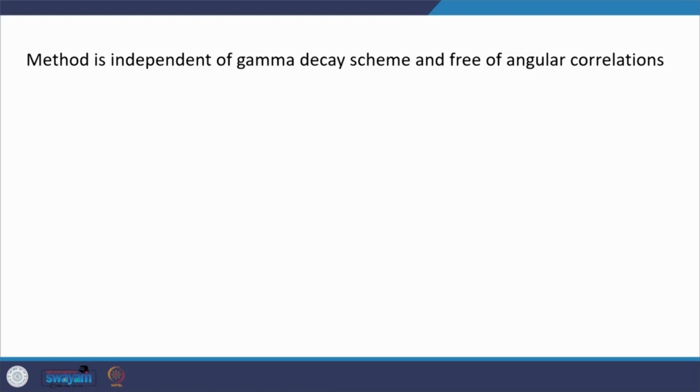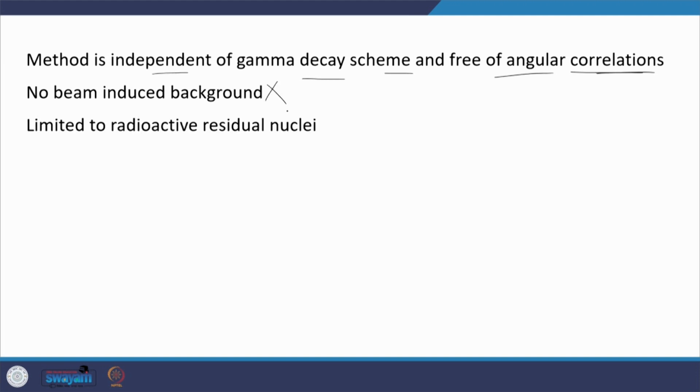So, this activation technique has a major problem. But let me repeat the advantages first. It is independent of the gamma decay scheme and it is free of angular correlations. So, no need to use a lot of detectors and there is no beam induced background. And it is of course limited to the case when the residual nucleus is radioactive. If it is not radioactive, there is no point in using the activation technique. And of course, the half life should be greater than a few seconds.